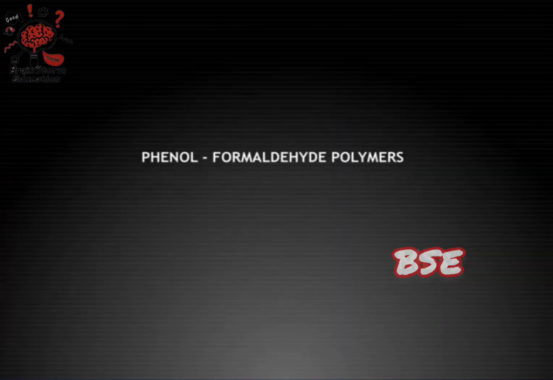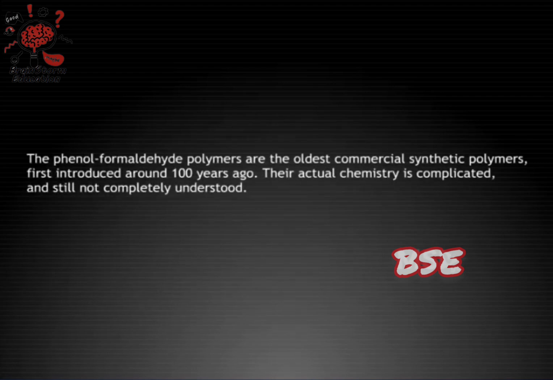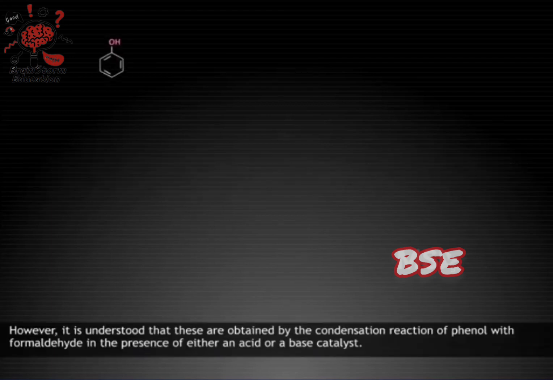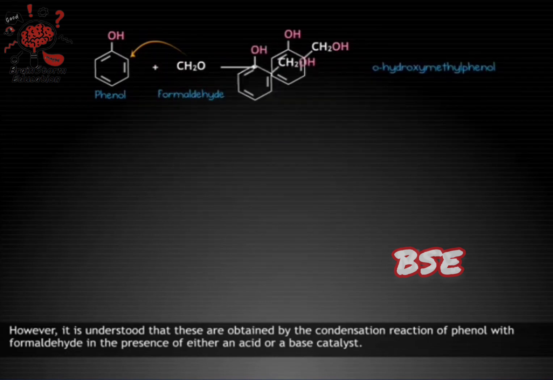Phenol formaldehyde polymers. The phenol formaldehyde polymers are the oldest commercial synthetic polymers, first introduced around 100 years ago. Their actual chemistry is complicated and still not completely understood. However, it is understood that these are obtained by the condensation reaction of phenol with formaldehyde in the presence of either an acid or a base catalyst.